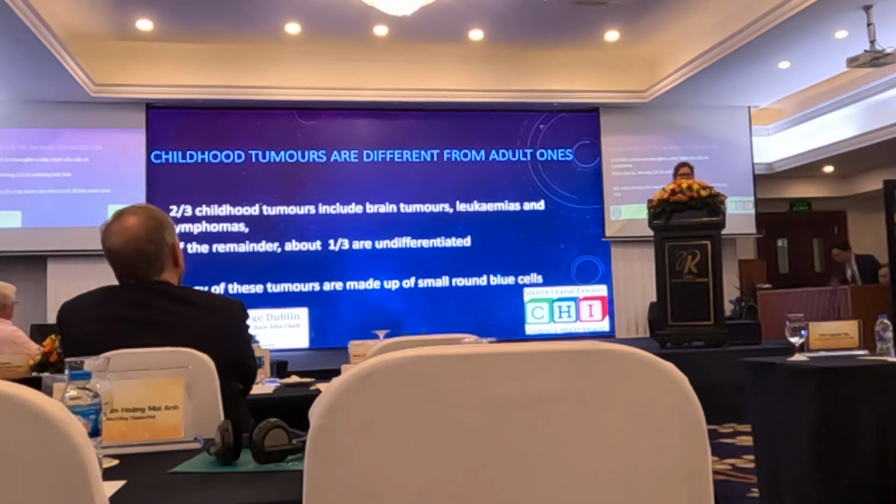So we all know that childhood tumours are different from adult ones. 2/3 of childhood tumours include brain tumours, leukemias and lymphomas, and of the remainder, about 1/3 are undifferentiated. Generally speaking, undifferentiated cells tend to be quite blue. But many of the other cells in the other tumours, particularly leukemias and lymphomas, are also blue. So you could argue that there are way more blue cell tumours than just undifferentiated sarcomas, but I have to restrict myself to a group for today, so that's the group I will talk about.